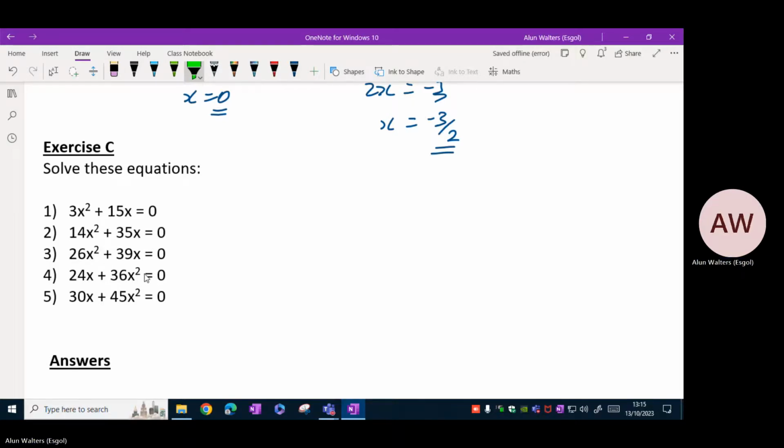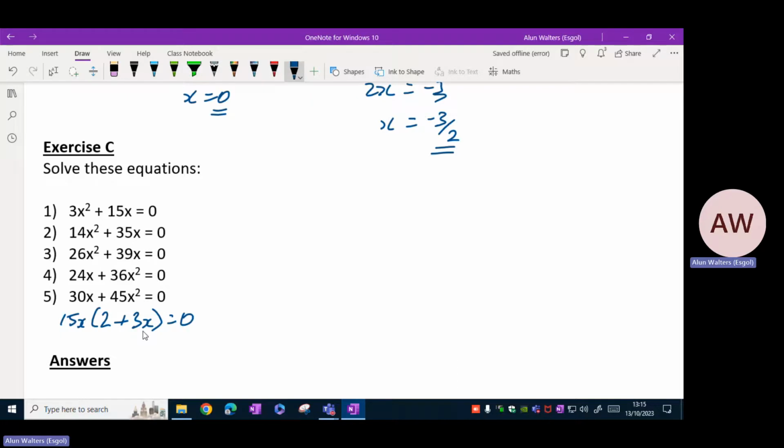So I'm going to show you all the answers in a moment. I'll have a look at question 5. If I was to factorize question 5 here, I would take 15x outside the bracket, and I'm left with 2 plus 3x. That would get me 2 marks.